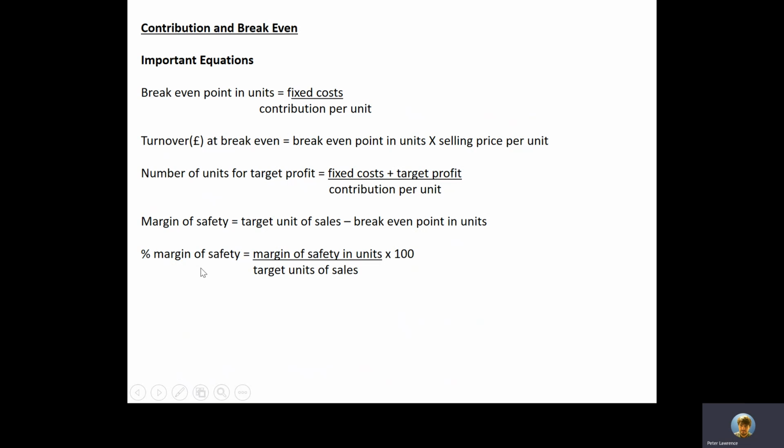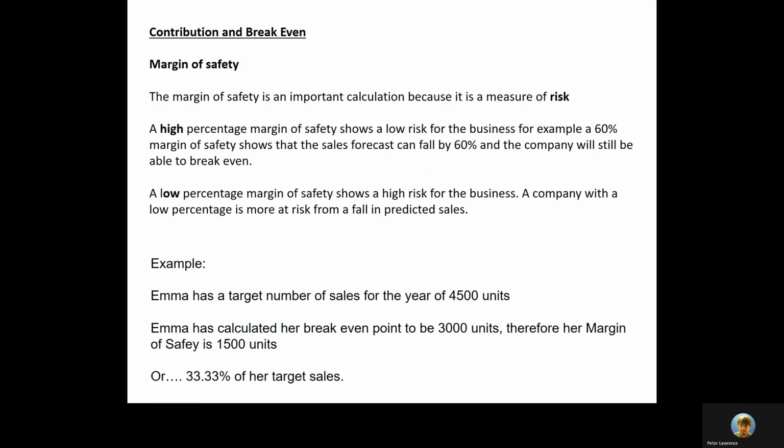And using that formula, you can then work out your percentage of margin of safety, which is your margin of safety in units times 100 divided by the target units of sales. They might not mean anything to you this very second, but they are definitely worth learning. So let's just talk about that margin of safety.